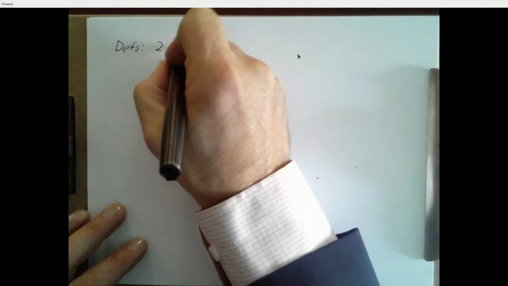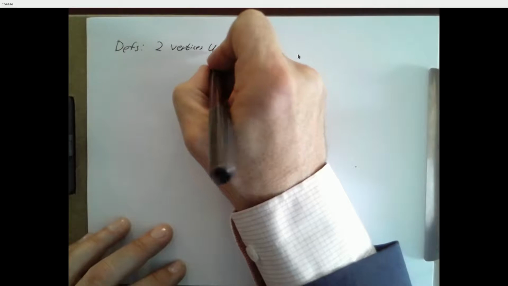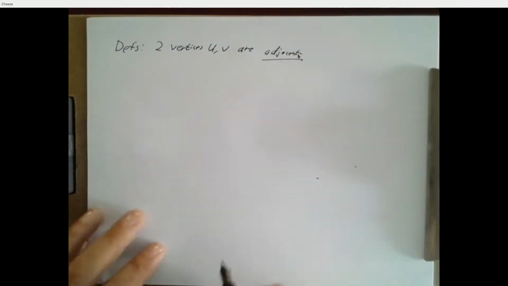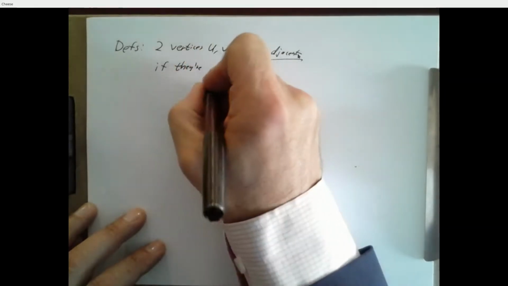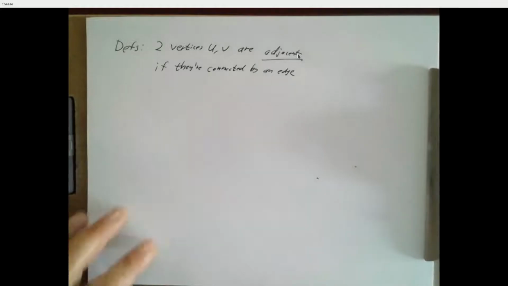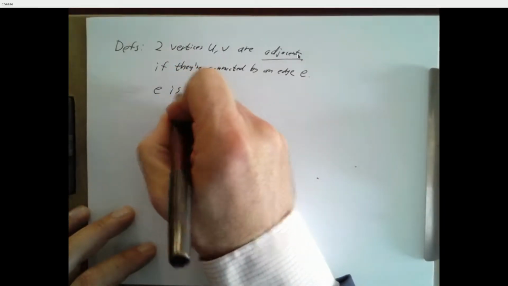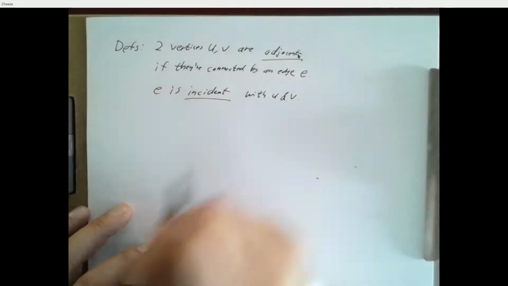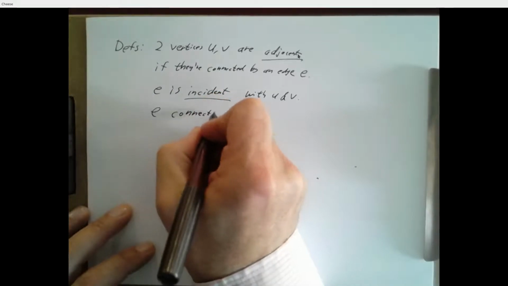All right, so definitions. Two vertices, U and V, are adjacent if they're connected by an edge E. And in this case, we say E is incident with U and V. And we can also say E connects U and V.